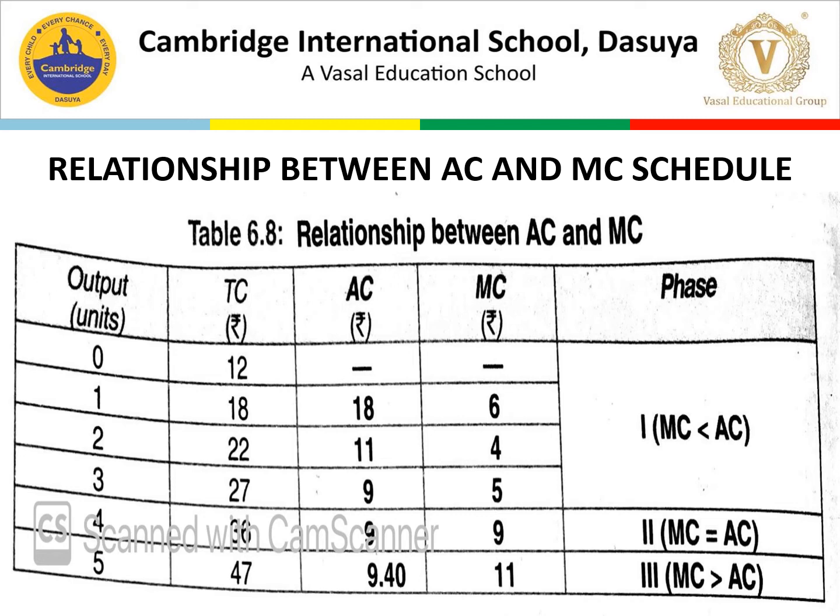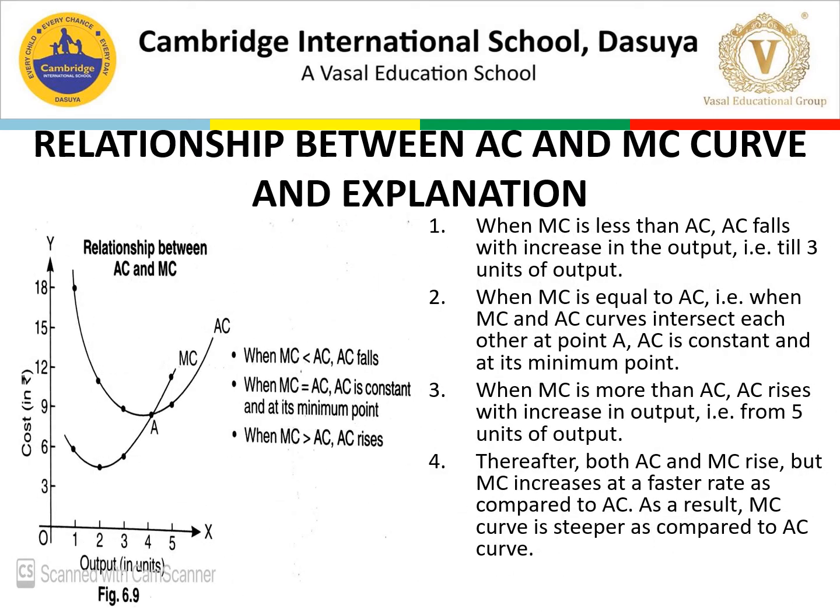Now we have to see the next thing, that is the curve, and we will do the explanation for that. So relationship between AC and MC curve and explanation. See the curve, if we are going to plot all the points which we have seen on the table 6.8. Now we have just plotted both the values on the graph. So see what we got. The first thing is again the same phases which we have discussed. MC is less than AC and AC falls. So this is the first point, first phase. Now MC is equal to AC and AC is constant at its minimum point.